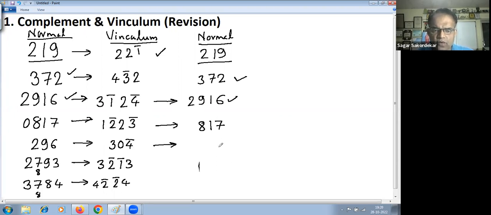4 negative, take complement, reduce 1, this will become minus 1. So you have to take complement, complement of 1 is 9, reduce 1, 3 minus 1, 296. Next, 3 will remain as it is. 1 negative, take complement, complement of 1 is 9, reduce 1. It is minus 2 right now, minus 1 will give minus 3. So this will become minus 3. So you take complement of 3, that is 7, and then reduce 1, 3 minus 1, 2. 279.